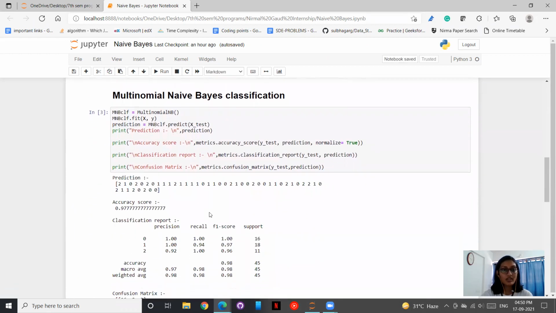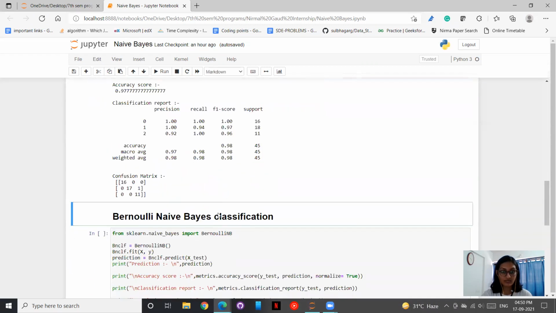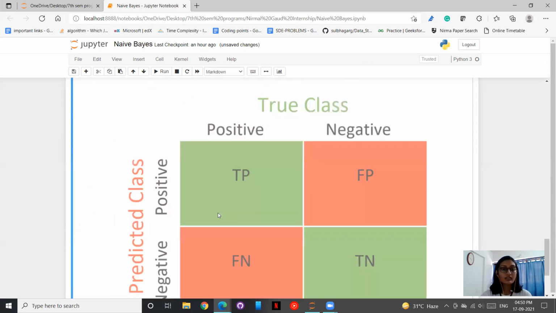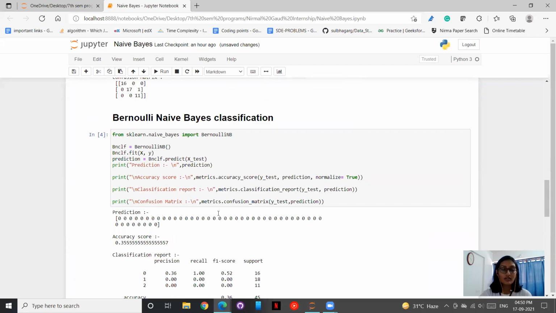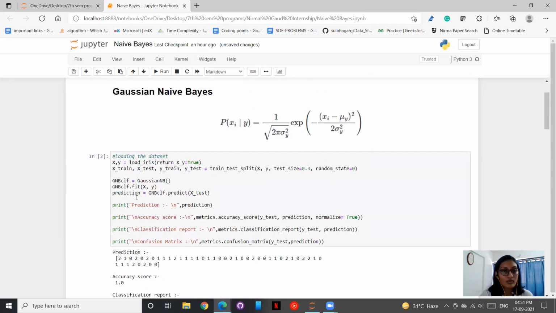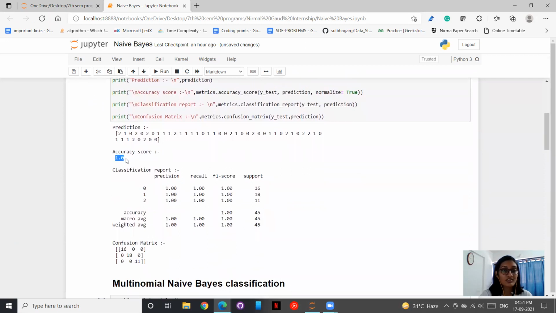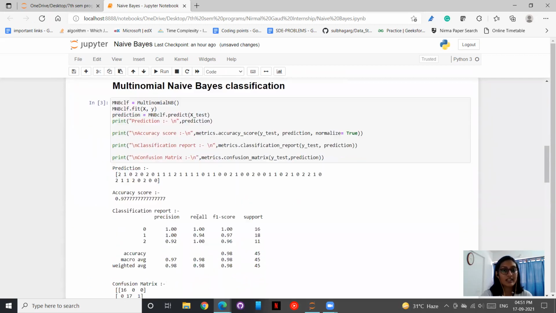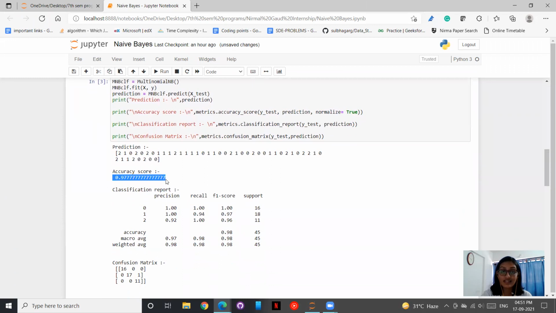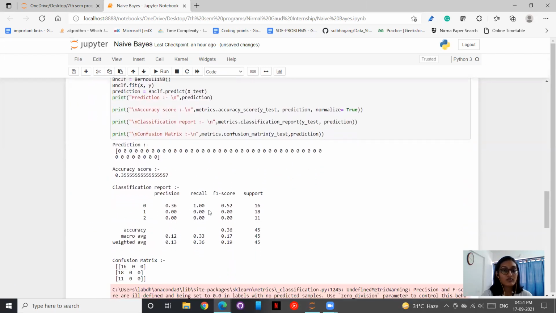In a similar way, we have multinomial naive Bayes classification, and thereafter we have Bernoulli naive Bayes classification. Now we took the same data and applied it on 3 different naive Bayes models. Let us compare the results that we are getting. In case of Gaussian naive Bayes, our accuracy score is 100%. In case of multinomial, it is 97%. And in case of Bernoulli, it is just 35%.